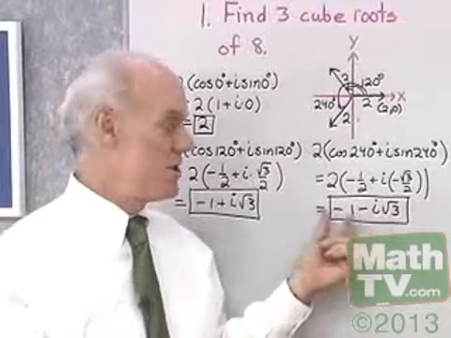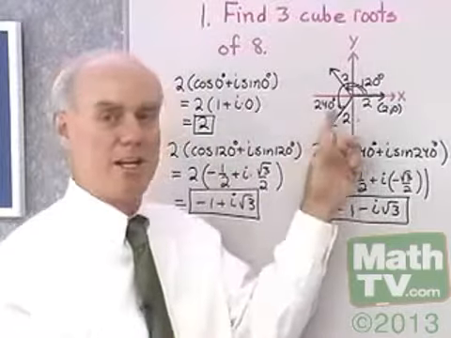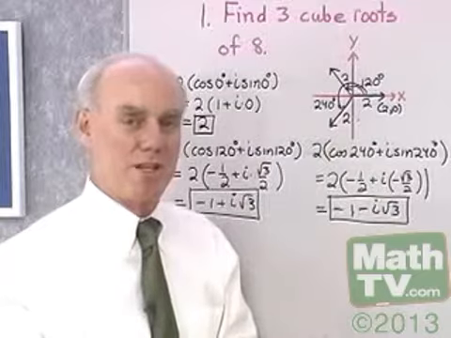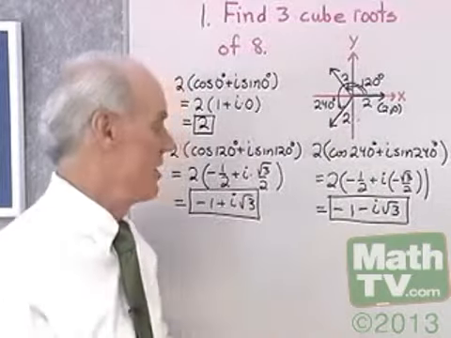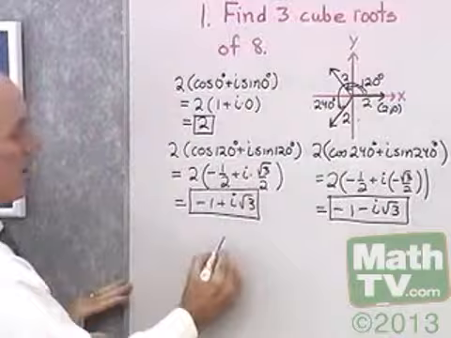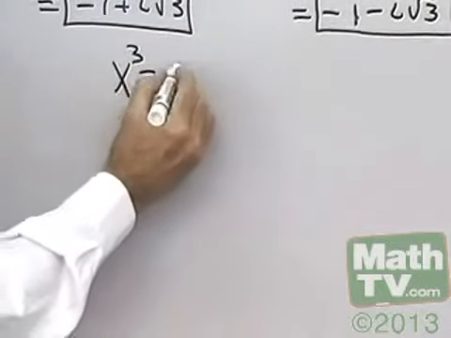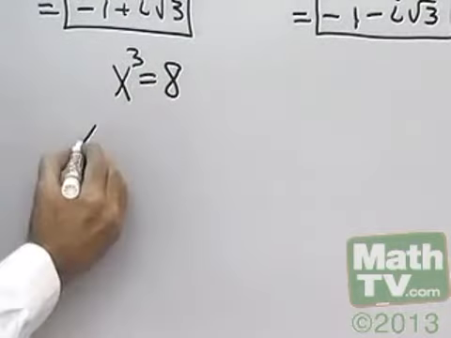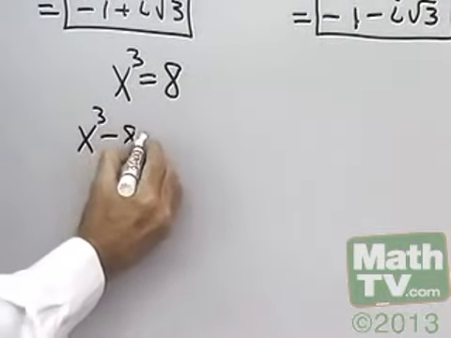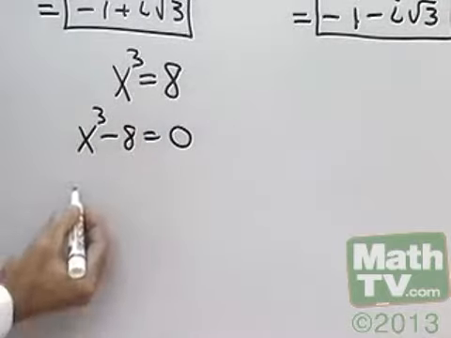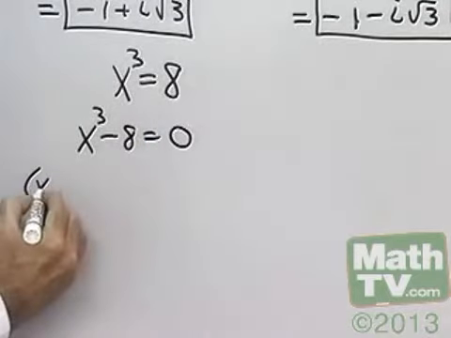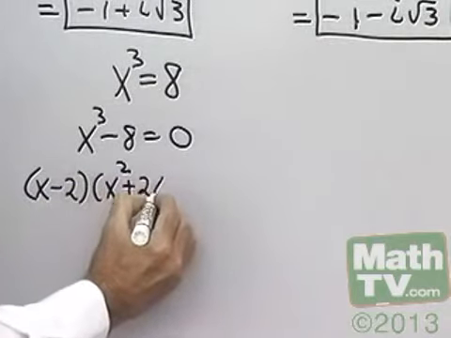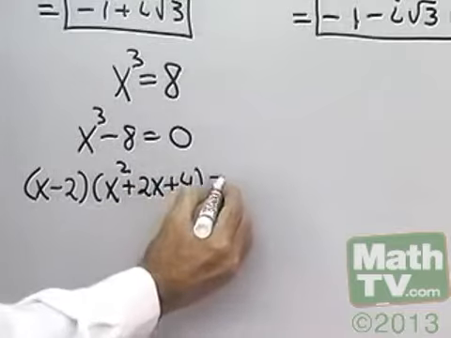So if I take any one of these cube roots right here and cube it, I end up with the number 8. Now let me just show you that you already knew how to solve this problem previously using algebra. So I want to just continue right here and do the same problem with algebra. If I'm looking for the cube roots of 8, I'm looking for values of x for which x cubed equals 8. I write this in standard form as x cubed minus 8 equals 0. It's a cubic equation which I can factor: (x minus 2)(x squared plus 2x plus 4).